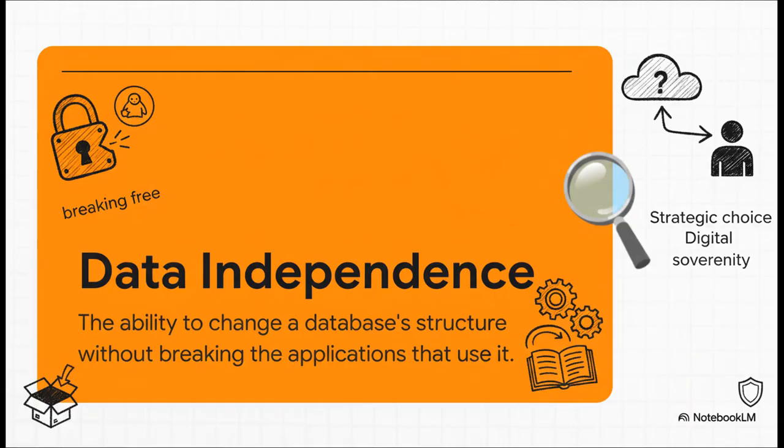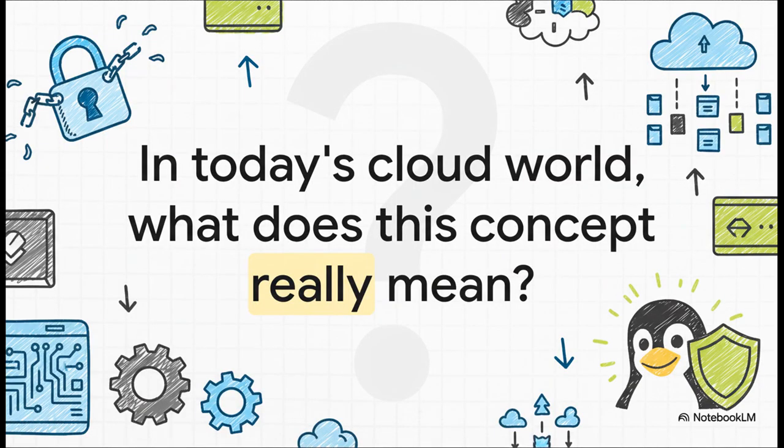To really wrap our heads around this, we actually have to start with a kind of old-school technical term, data independence. In the world of computer science, all this really meant was that you could change how a database was organized on the back end without completely breaking every application that needed to use it. It was all about creating separation. But let's be real, that definition is a little dry, right? Kind of academic.